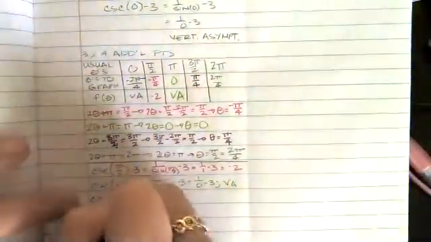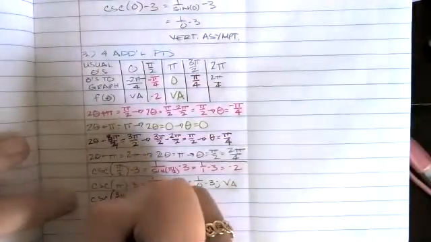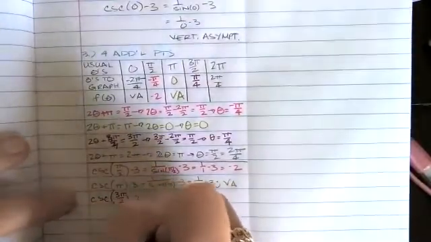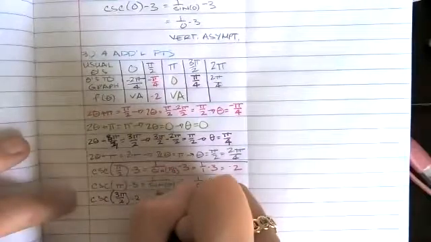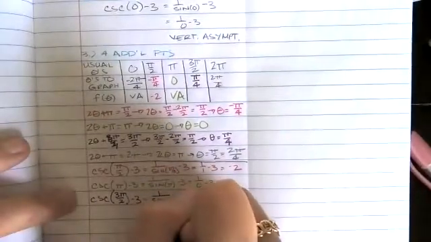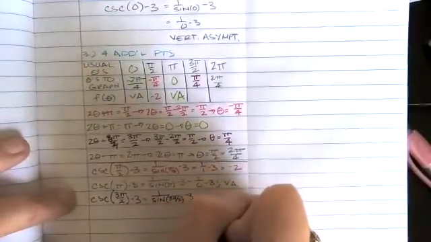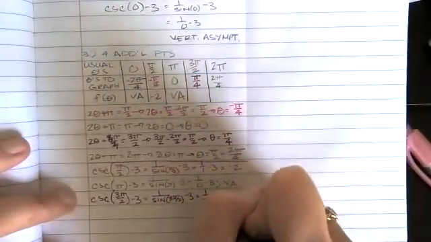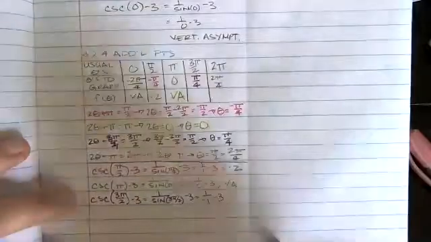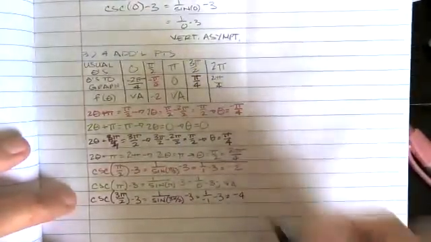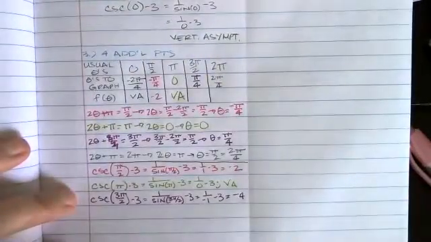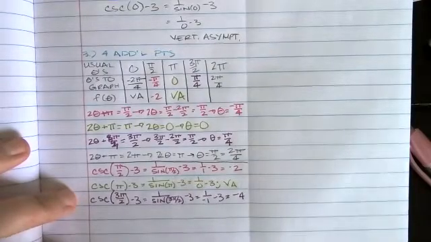So then we've got the cosecant of 3 pi over 2 minus 3. And this is 1 over the sine of 3 pi over 2. So this will be 1 over negative 1, which seems to be negative 4. Am I doing that right? So that's, yes, negative 4. Okay.